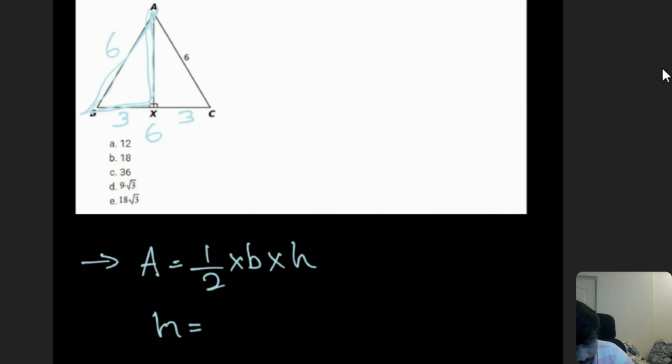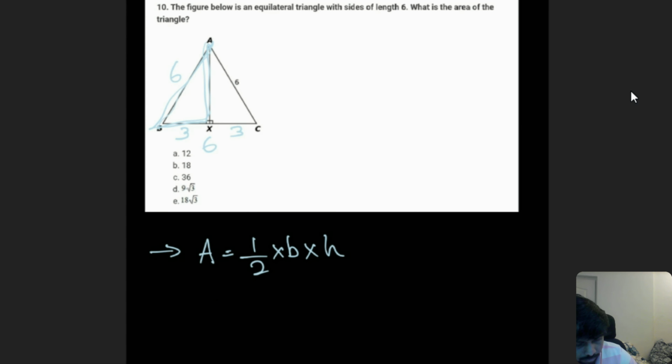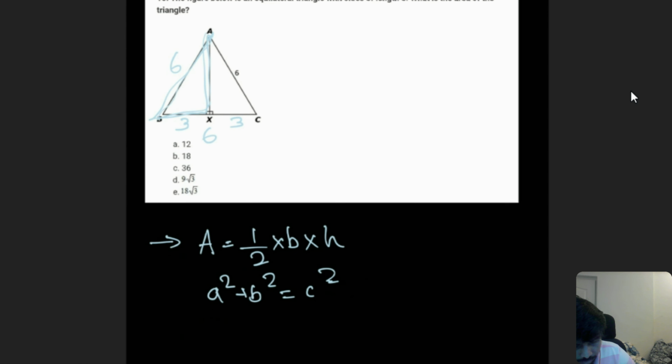You can use the Pythagorean theorem to find the height. Do you remember that theorem? No. The Pythagorean theorem is a squared plus b squared equals c squared, where a and b are the two shorter sides of a right triangle, and c is the hypotenuse, or the longest side. In our right triangle here, what are the a, b, and c?